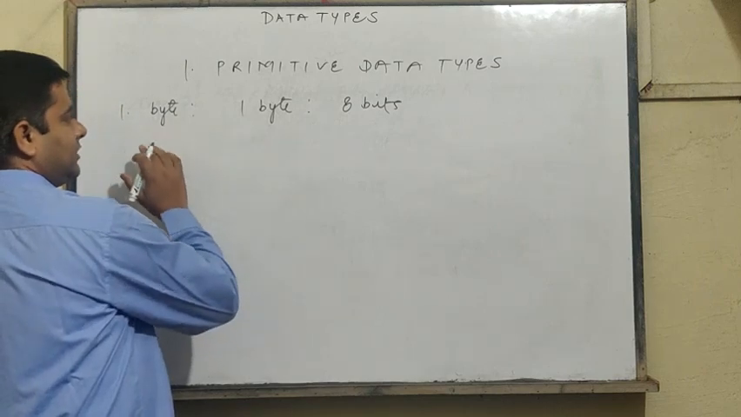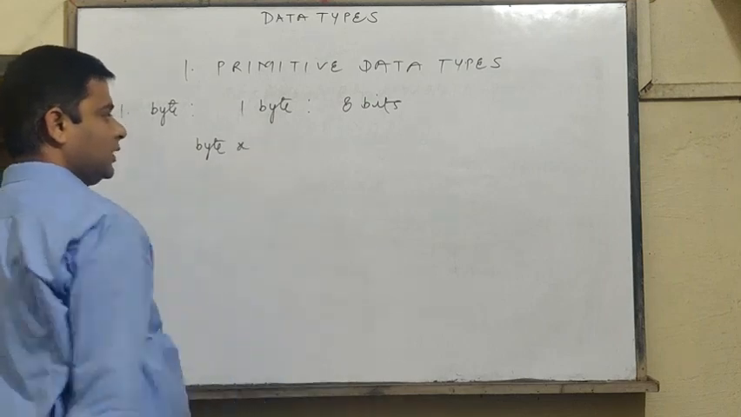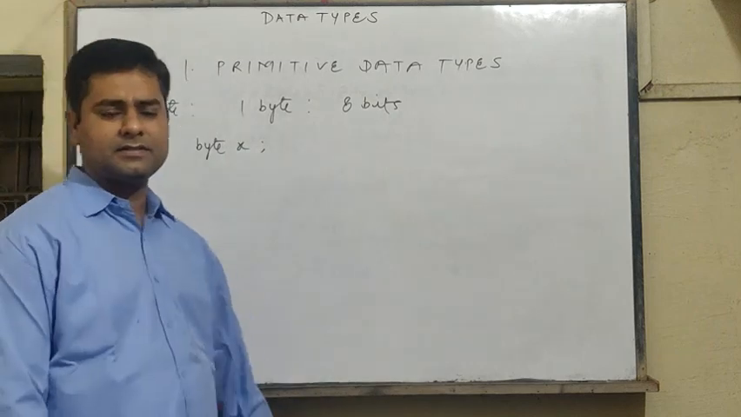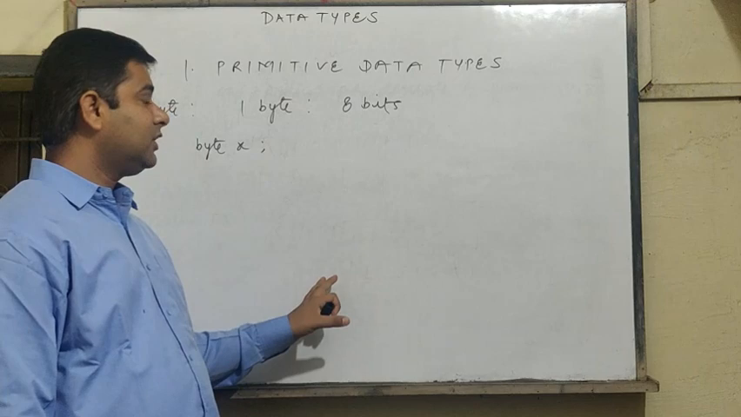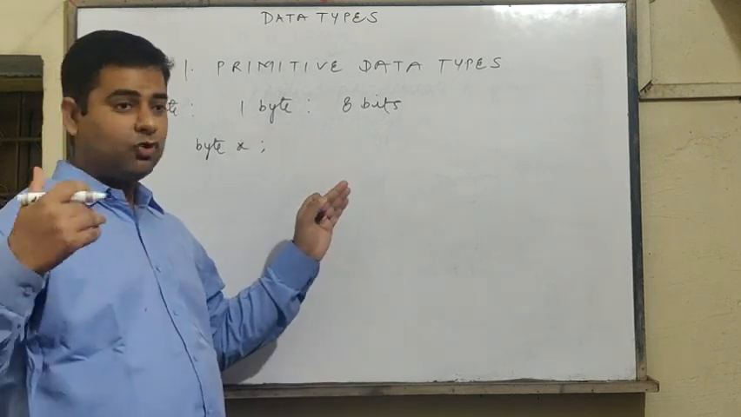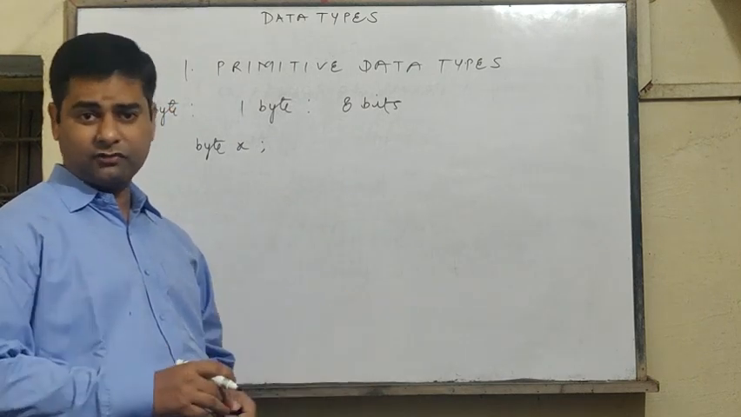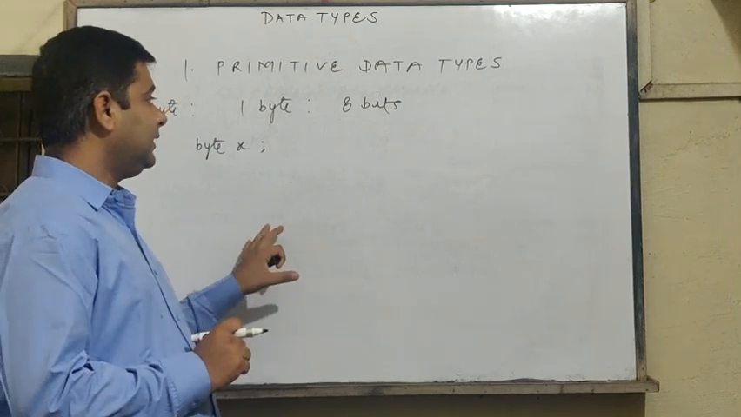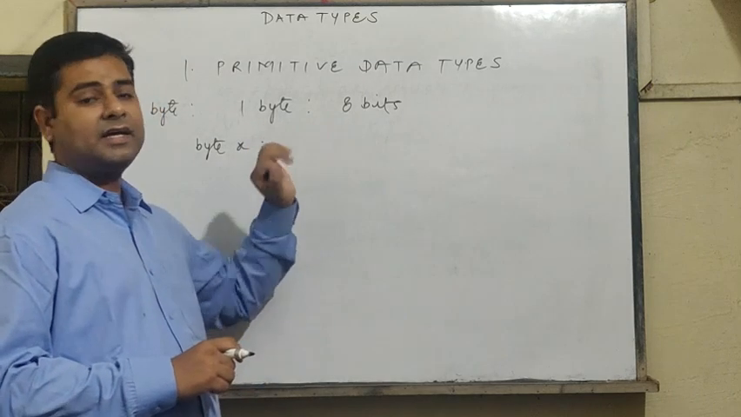Size means how much. Suppose you are writing byte x. So byte x, it will take only 1 byte. 1 byte means 8 bits. In computers, generally the bytes, 1 byte, 2 bytes, 3 bytes, 4 bytes, 6 bytes, 8 bytes, 10 bytes, this is the basic unit of measurement of the data.